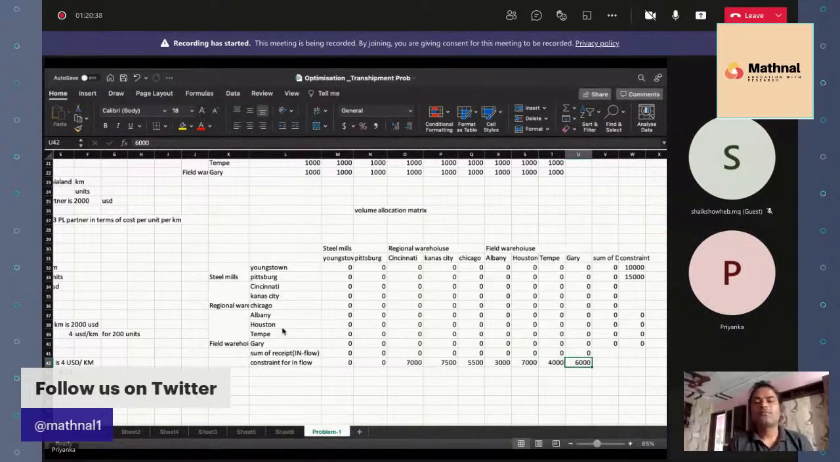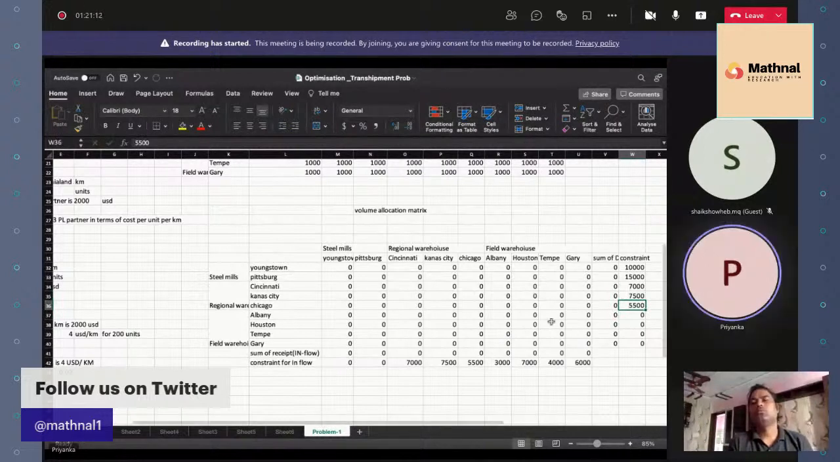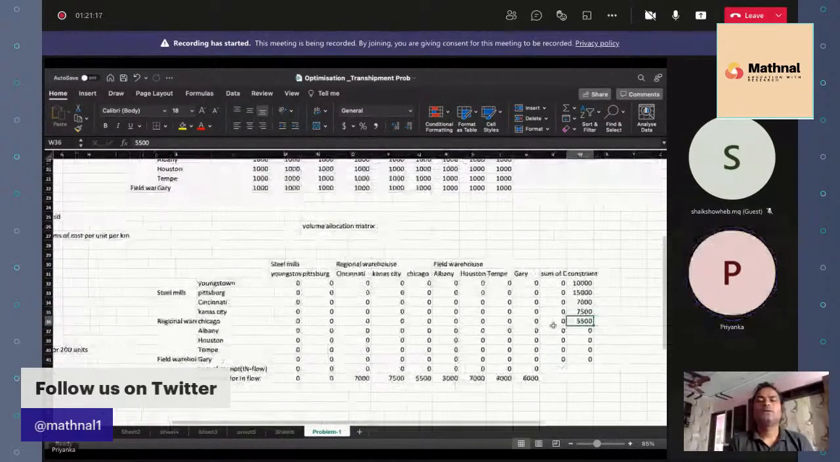These are our constraints for ins. For the constraints for outs, we have to put the Cincinnati value, Kansas value, Chicago value. In the constraint for outs, in column W, put 7,000, the same as we had before, then 7,500, 7,500, and next is 5,500. Now we will measure out minus in, in column X.